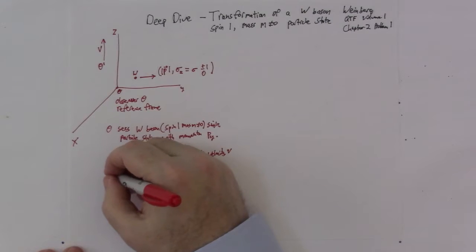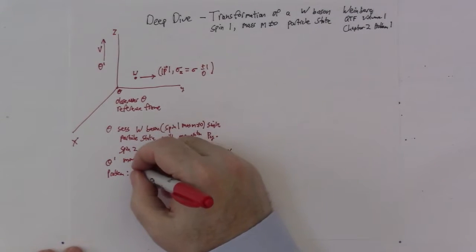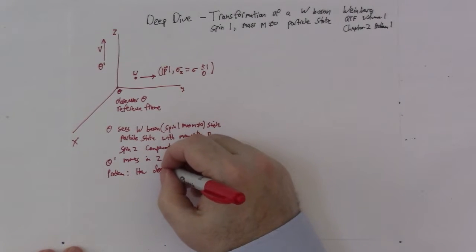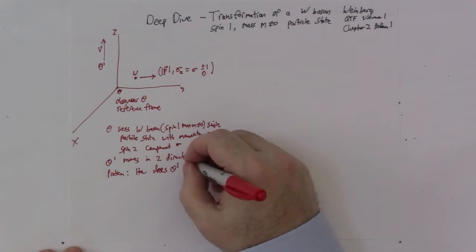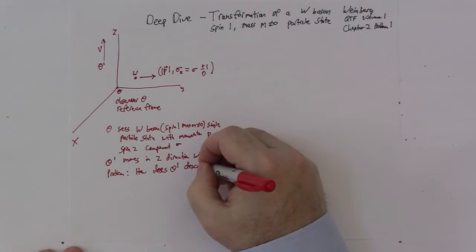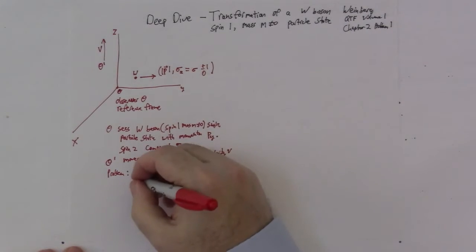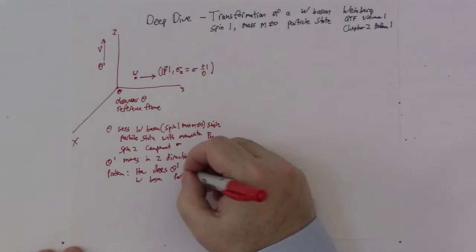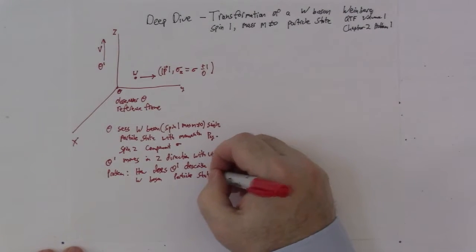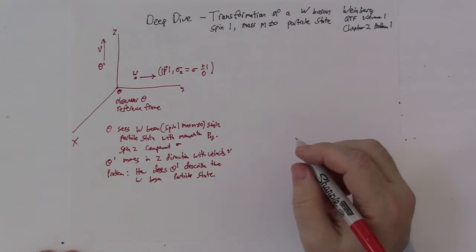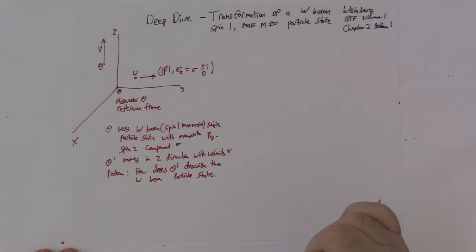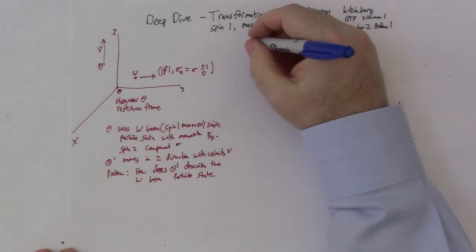And the problem is, how does O prime describe the W boson particle state? I'm being meticulous here in the problem definition, but anytime you do these transformations, it can get a little bit tricky. So I want to start with a preliminary analysis.